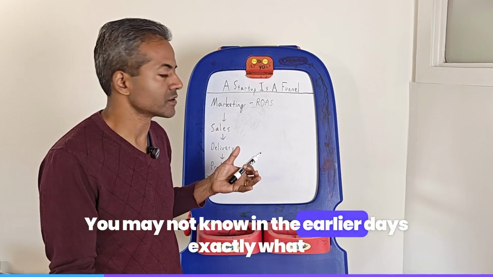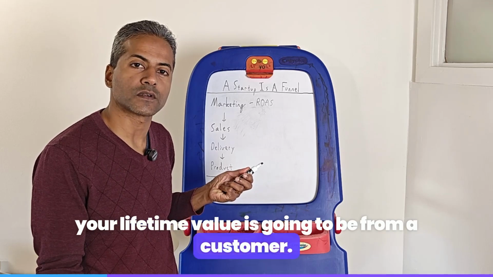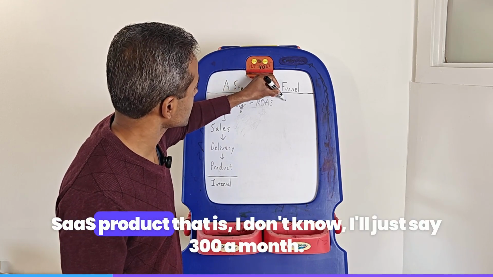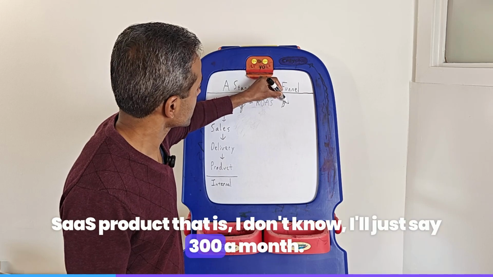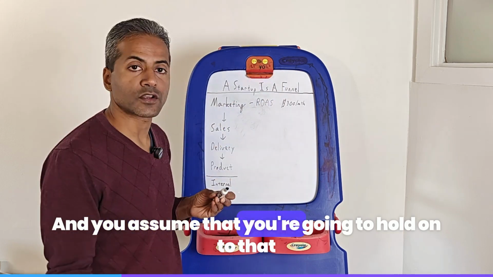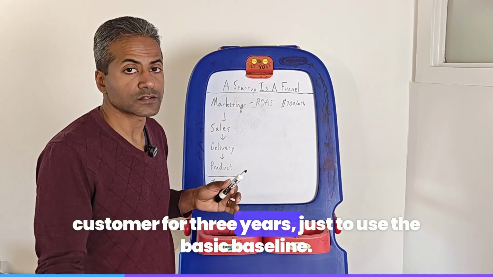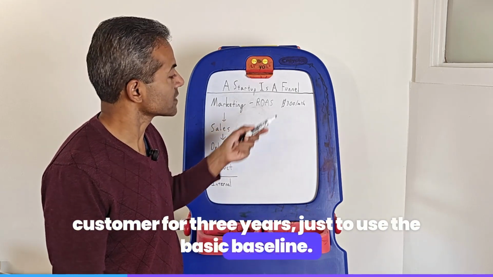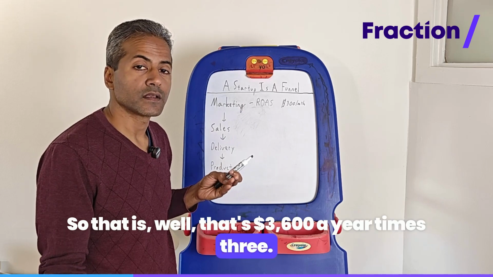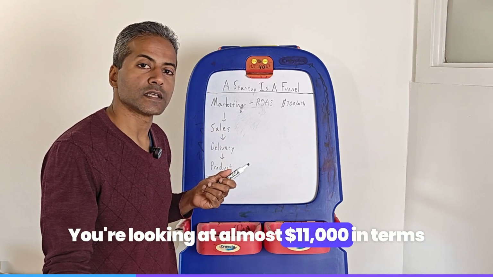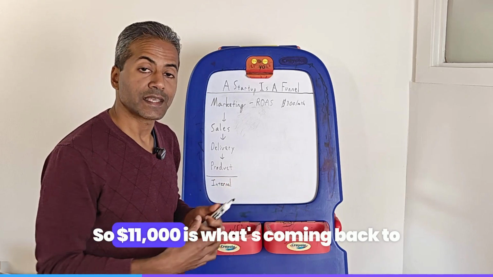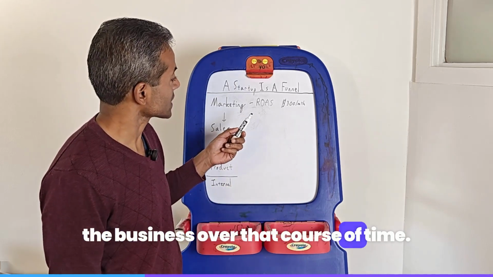You may not know in the earlier days exactly what your lifetime value is going to be from a customer, but just to give you an example, if you have a SaaS product that is, I'll just say, $300 a month, and you assume that you're going to hold on to that customer for 3 years, just to use the basic baseline. So that's $3,600 a year times 3. You're looking at almost $11,000 in terms of the total over that lifetime. We'll just call it $11,000. So $11,000 is what's coming back to the business over that course of time.